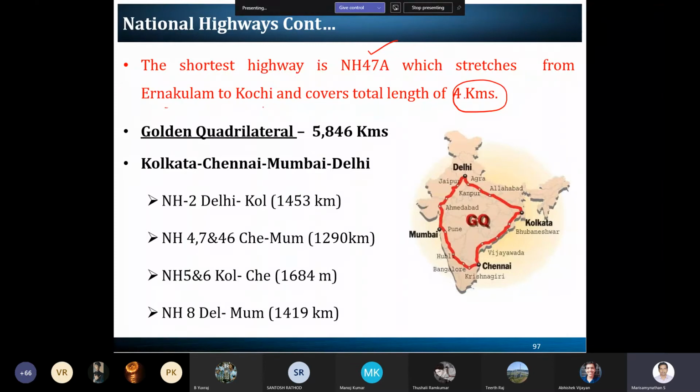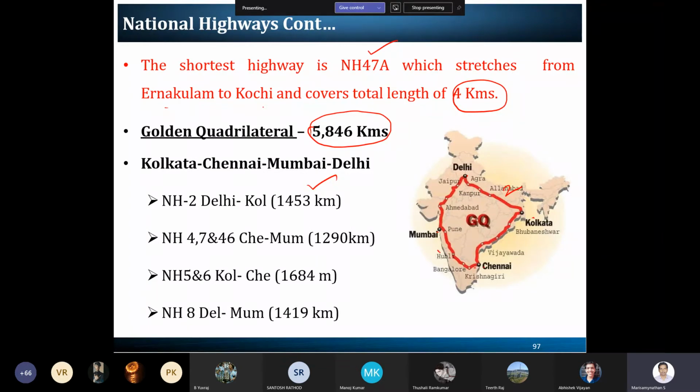And we can say one of the biggest achievements in the road network pattern as well as implementation is the GQ, Golden Quadrilateral. How is it connected in India? The 4 major parts of India, within 5,846 kilometers, are connected between Delhi, Mumbai, Chennai and Kolkata. So this is how they have connected. Delhi to Kolkata, National Highway 2, covers 1453 kilometers.